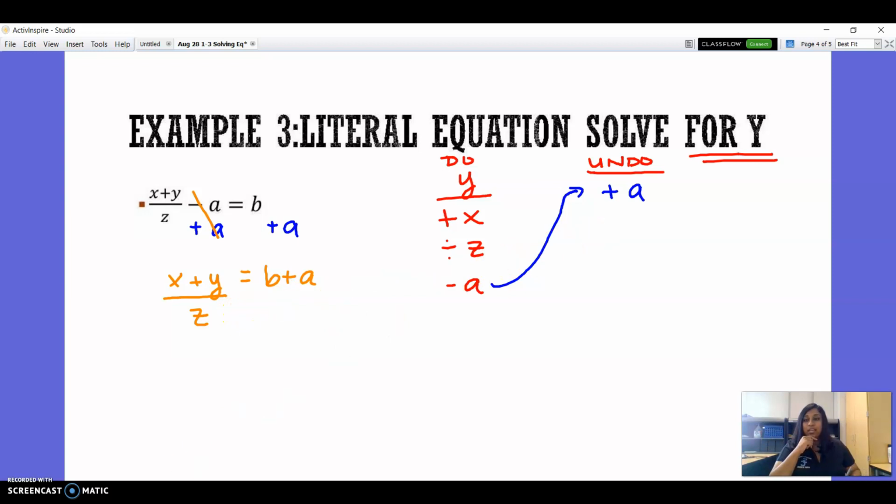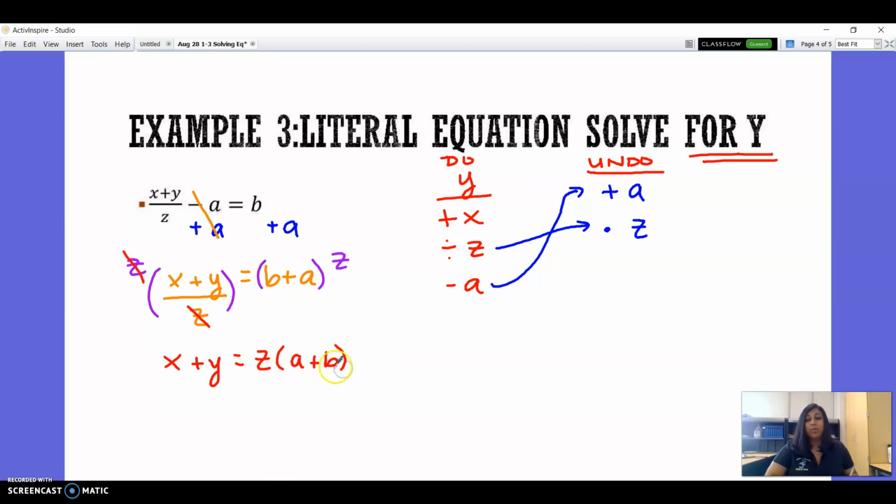The next thing is the divide by z. So the inverse of dividing by z is going to be to multiply by z. So now we're going to multiply both sides by z. If I multiply the left side by z, this z and this z cancel out, and we have x plus y is equal to, and then on the right side, we need to multiply the entire right side by z. So make sure that you do use parentheses. And I'm going to go ahead and reorder it because I like alphabetical order.